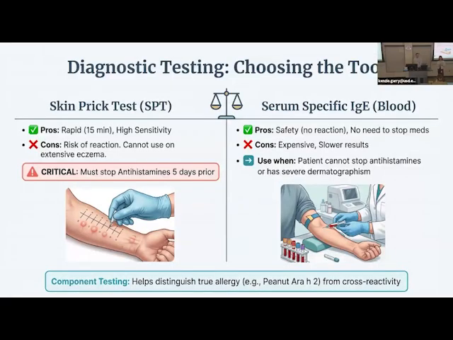For diagnostic testing, we can use skin prick test, and also serum specific IgE in blood. Skin prick test is a very quick test, and in 15 minutes we will get the results. But the important thing is if they are using long acting antihistamines, they should stop 5 days prior to the test. Serum specific IgE is safer and more straightforward, but it's more expensive.